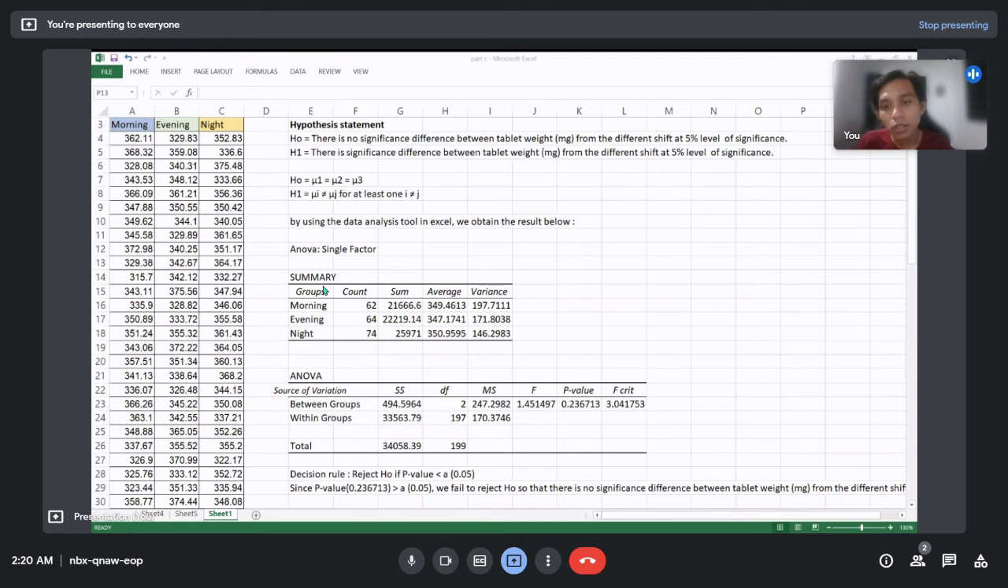For the table summary, we got the count, sum, average and variance. From this data, we got the ANOVA table and we got the p-value. For the decision rule, we state that reject H0 if the p-value is smaller than alpha, which is 0.05. Since the p-value is equal to 0.236713, which is greater than alpha, which is 0.05, the decision is we fail to reject H0, so there is no significant difference between tablet weight from the different shifts at 5% level of significance.